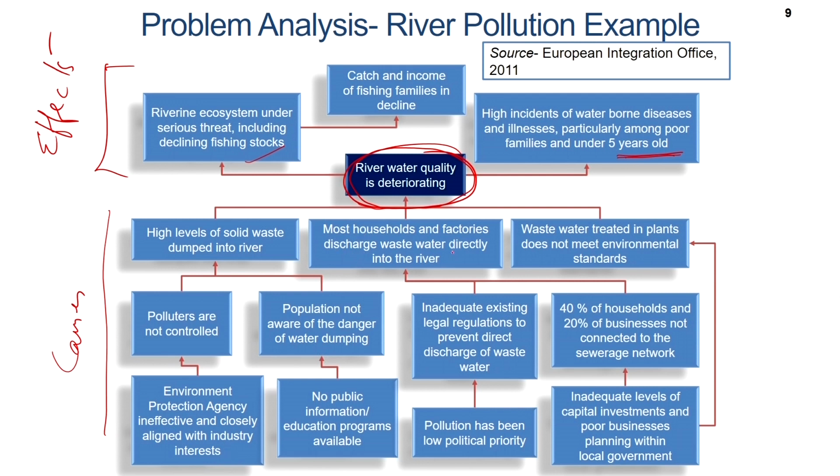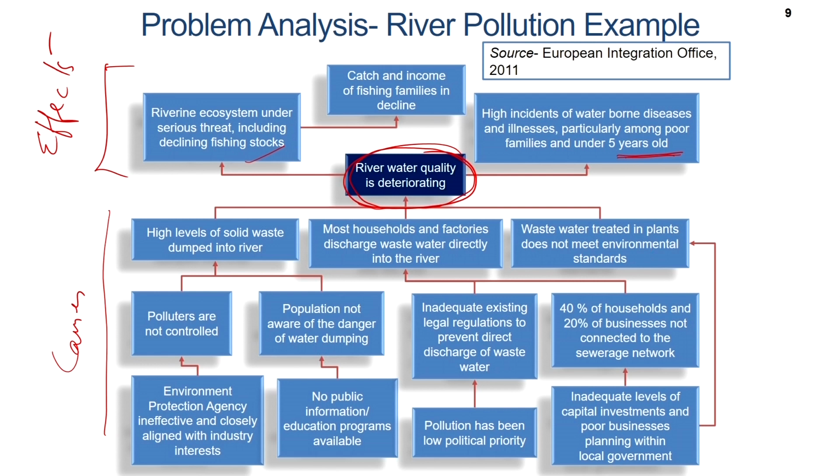Another cause is that most households and factories discharge wastewater directly into the river. This is because there are inadequate existing legal regulations to prevent direct discharge of wastewater, and 40% of households and 20% of businesses are not connected to the sewerage network. Inadequate legal regulations exist because pollution has been a low political priority. Businesses and households are not connected to the sewerage network because of inadequate levels of capital investment and poor business planning within local government. This is also the reason wastewater treated in plants does not meet environmental standards.